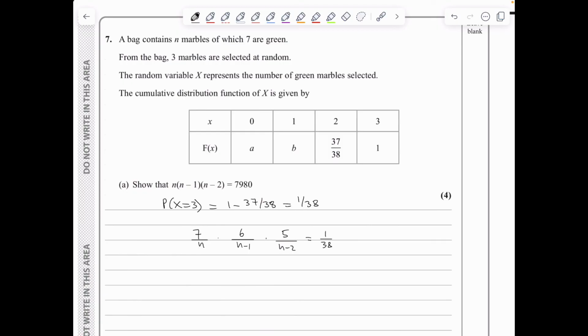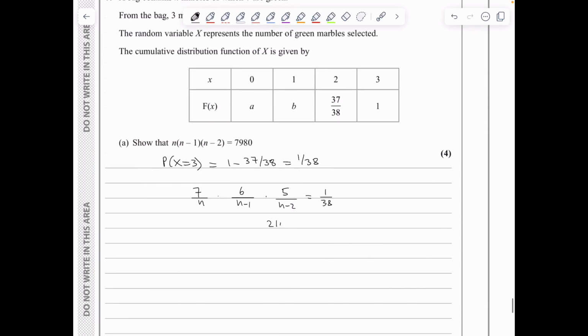This leads to 210 over n times n minus 1 times n minus 2 is equal to 1 over 38, and if I cross multiply, I get 7,980 is n times n minus 1 times n minus 2, which matches exactly the answer given in the question.